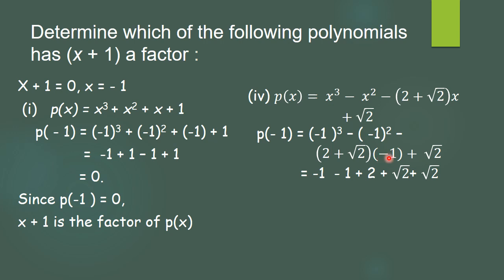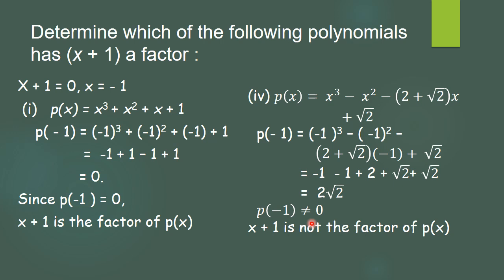It means we have to multiply it by 1 to this bracket, so that will remain as it is. We get 2 plus root 2 and plus root 2. Naturally, when we simplify, we get 2 root 2. Since p of minus 1 is not 0, we will say that x plus 1 is not a factor of the given polynomial p of x.